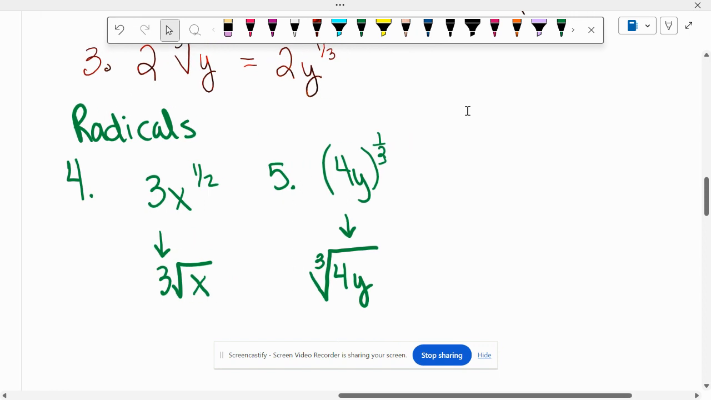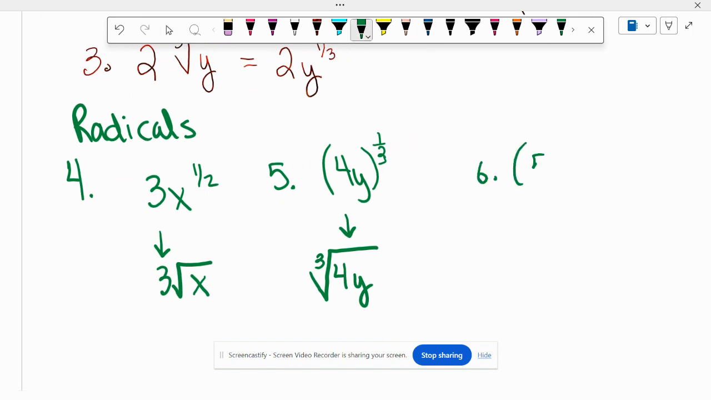Okay. Number 6 has parenthesis 5m in, and the whole thing is to the power of 1/2. So that means I'm taking the square root of the whole thing, 5m in. Is that good? Does that make sense? Do you guys feel good about that?